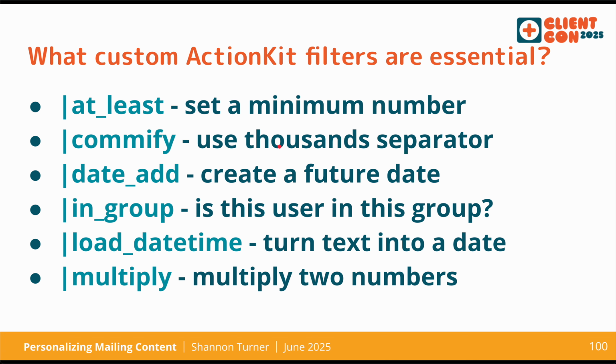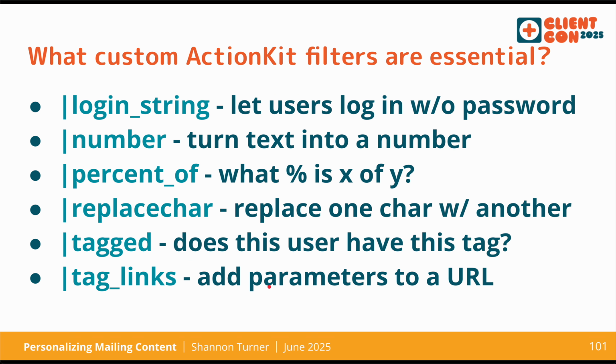So we saw a lot of these in the practical examples earlier, but here's all of them. The at least filter lets you set a minimum number. So if I want to ask for at least $5, I can do that. Comify lets you show a thousands separator. Date add lets you add dates together to create a future date. In group is used to ask, is this user in this group? Load date time we saw turns text into a date. Multiply allows us to multiply two numbers together.